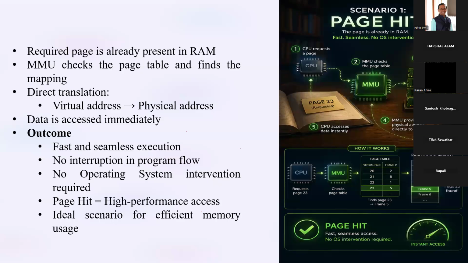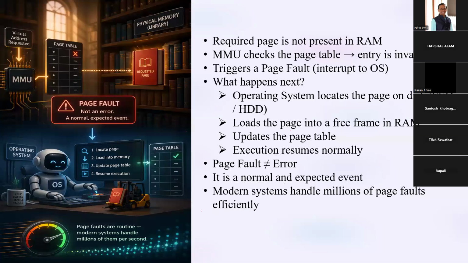Now keep one thought in mind. If page hit is the best case, then what happens when the page is not in memory? And that situation is called a page fault. And that's where it becomes more interesting and more expensive in terms of performance. This is Scenario 2, the page fault.